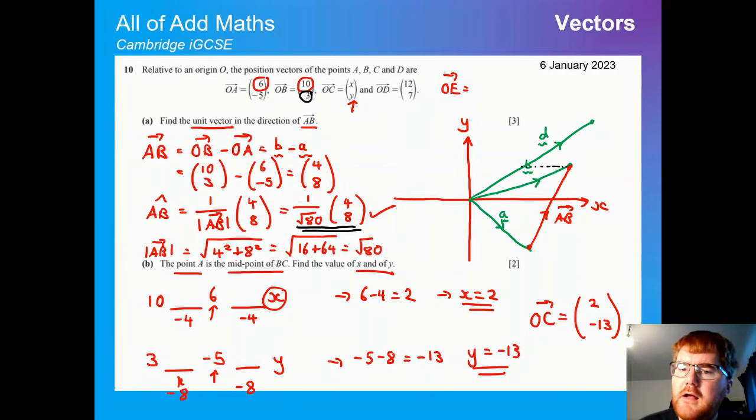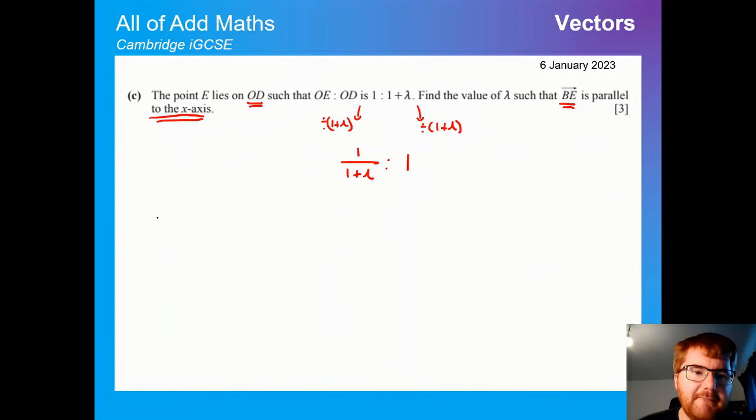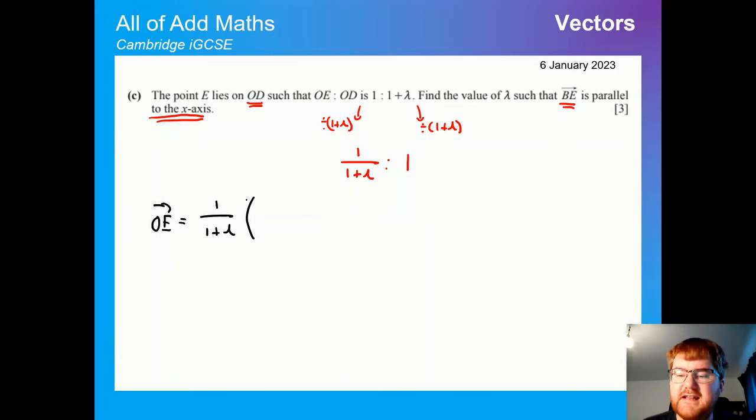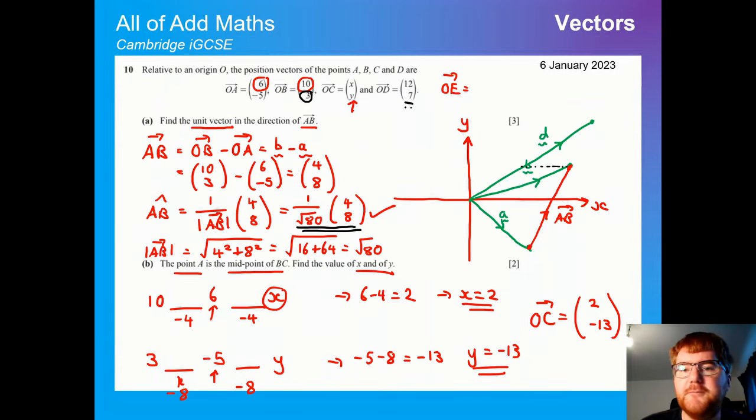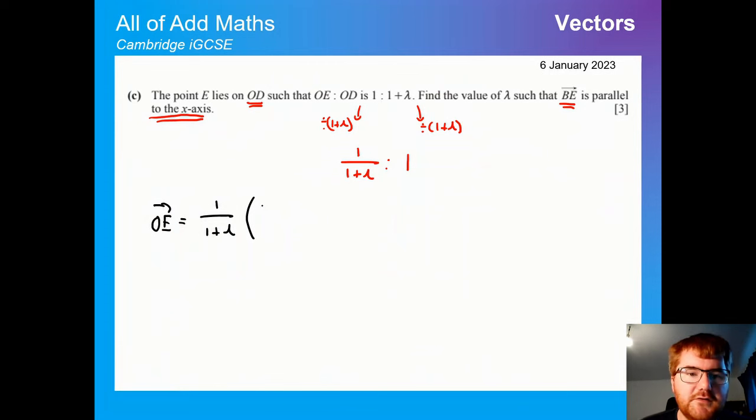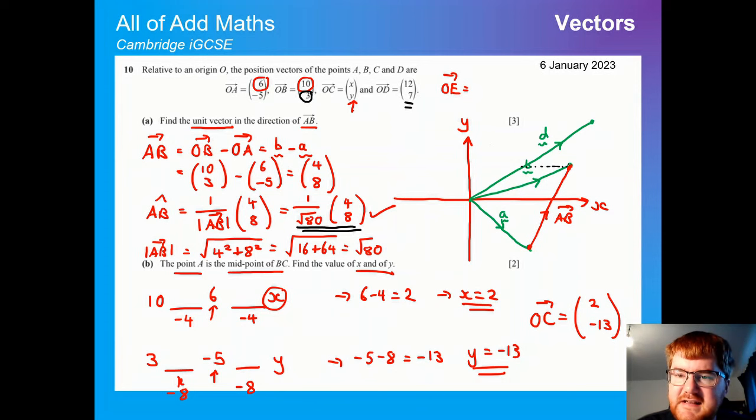So therefore, OE, if I write this as a vector, is going to be 1 over 1 plus lambda, so a scalar multiple of OD. Now we know what OD is from the question. We know that's equal to (12, 7). We also know BE needs to be parallel to the x-axis. Basically what that means is it needs to have the y component of it equal to 3.